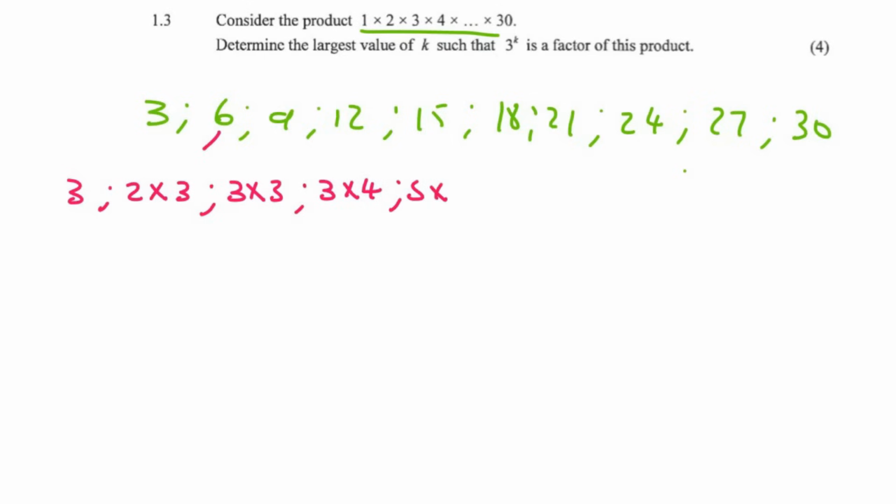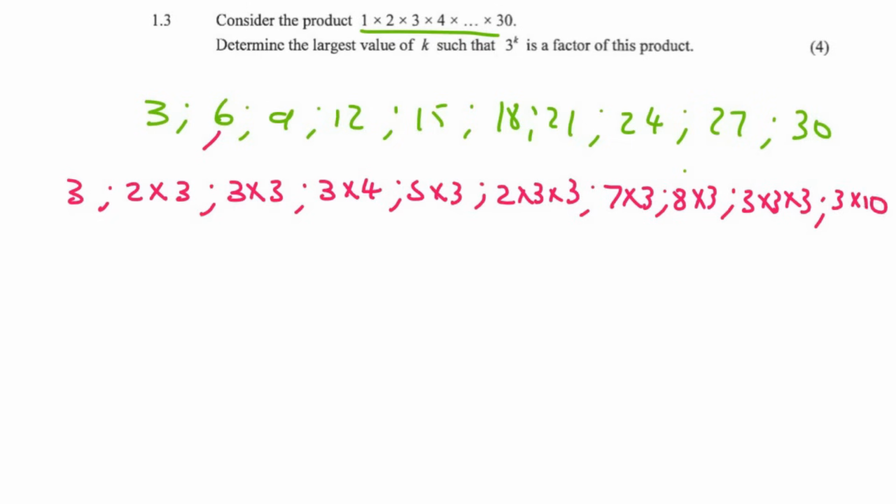15 is 5 times 3. 18 is the same as 6 times 3. But now be careful, because 6 is 2 times 3, so I'd rather write it like that. I'd rather say 2 times 3 times 3. 21 is the same as 7 times 3. 24, 8 times 3. 27 is the same as 3 times 3 times 3. You might have said 3 times 9, but then 9 is the same as 3 times 3. And then 30 is the same as 3 times 10.